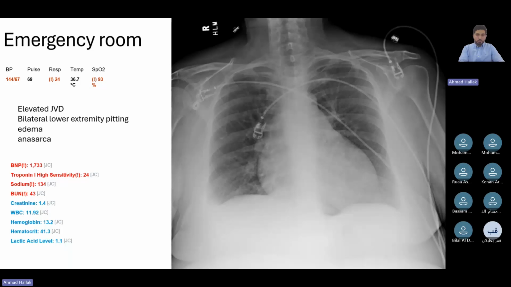So she went to the emergency room, and her vitals, she was a little bit hypertensive. She was sitting at 93% on room air. And on exam, she had an elevated JVD, lower extremity edema, anasarca. Her chest X-ray, as you can see on the right. Her BNP was 1,700. Her troponin was 24. This is the high sensitivity troponin, so the cutoff for normal is like 12 or 13. So very mildly elevated troponin. Sodium was 134. BUN 43. Creatinine was 1.4, and everything else was pretty normal.